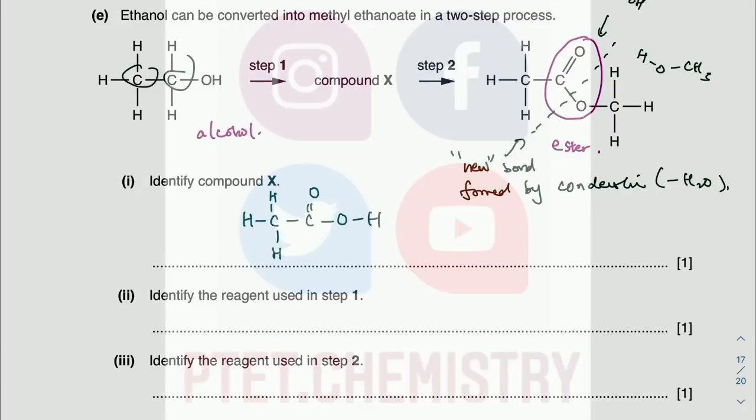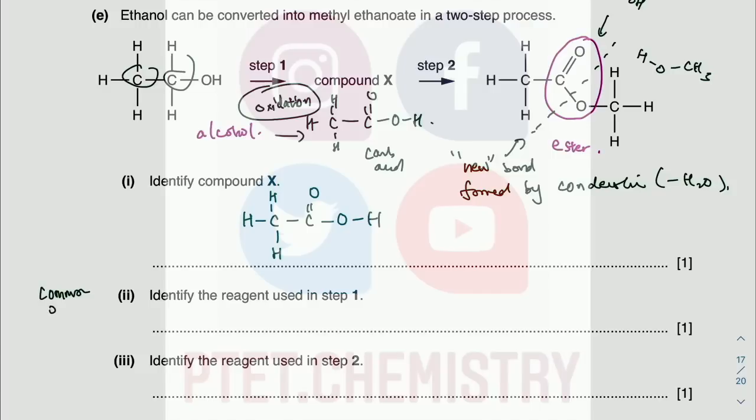So if that is CH3 C double bond O OH, that is a carboxylic acid. Alcohol to carboxylic acid is an oxidation. All right, and I'm sure you will know that common oxidizing agents in chemistry include, you need acid, okay, you also need Cr2O7 2 minus, okay, or you can use the other one which is also in your syllabus, is manganate 7.